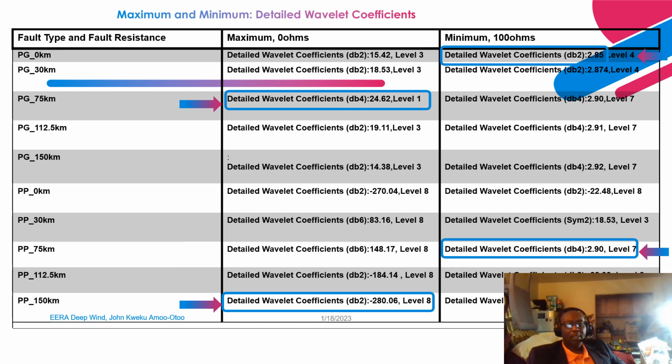Okay, so this slide tells me the maximum and the minimum detailed wavelet coefficients for various fault locations, right? As you can see over here, just like on the AC side, you have a maximum level of fault and a minimum level of fault, where you're able to set the protective relay a little bit above the minimum level of fault by adding some margins into it. The same thing applies here. I have my maximum detailed wavelet coefficients and the minimum detailed coefficients, where I'm going to utilize that to set the protective relay.